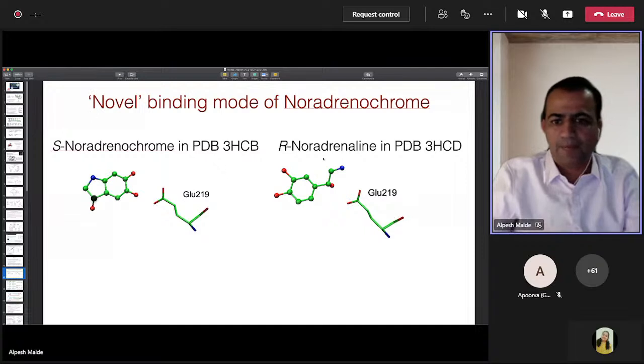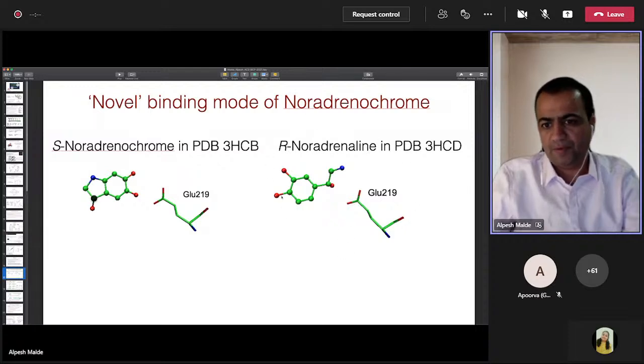They had already published a structure of noradrenaline, which is a substrate for this protein, with this particular orientation and stereochemistry. Now, one of the structures which was unstable in the simulation was this one, PDB 3HCB. This was S-noradrenochrome, bound in this orientation, and this is an inhibitor. There was a drastic difference between these two molecules. This is a substrate with R stereochemistry. This is an inhibitor with S stereochemistry.